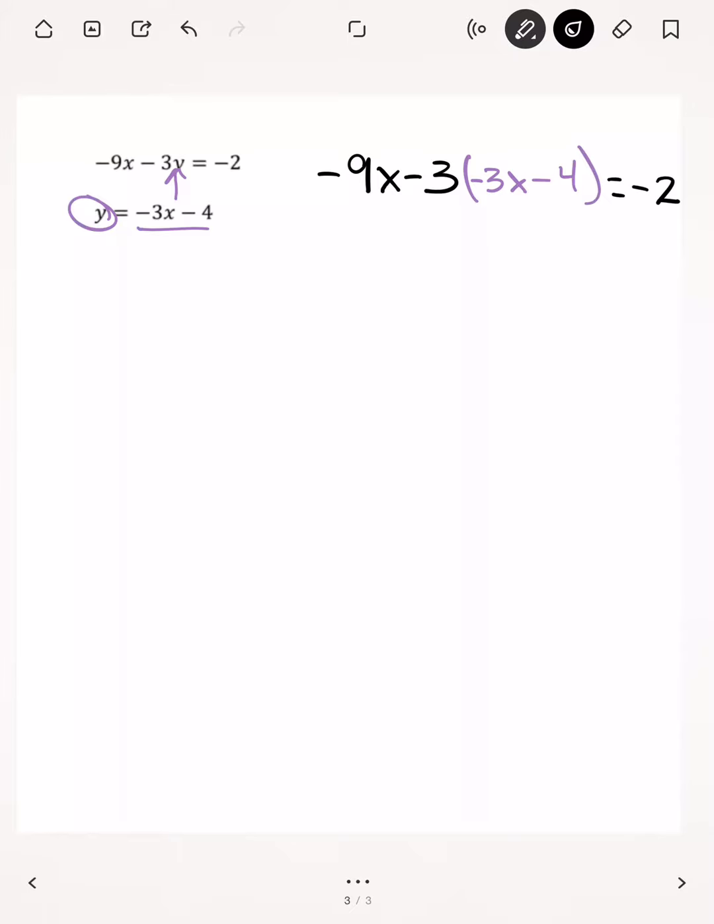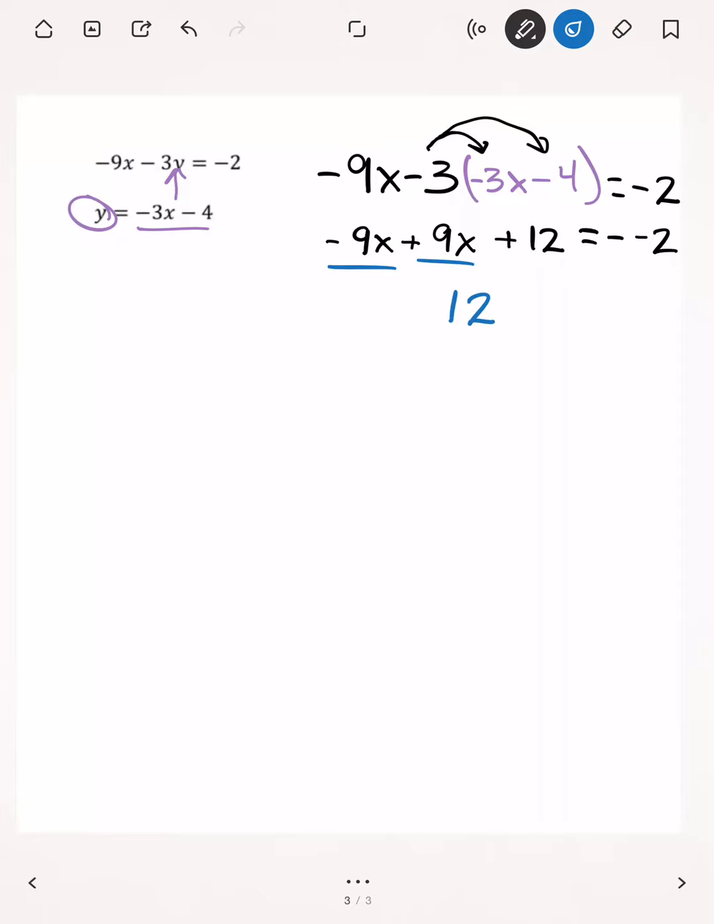I need to distribute the negative 3 to the stuff in the parentheses. The negative 9x just hangs out. Negative 3 times negative 3 gives me a positive 9x. Negative 3 times negative 4 gives me a positive 12. It still equals negative 2. I combine my like terms: negative 9x plus 9x makes 0, so I'm left with 12 equals negative 2.